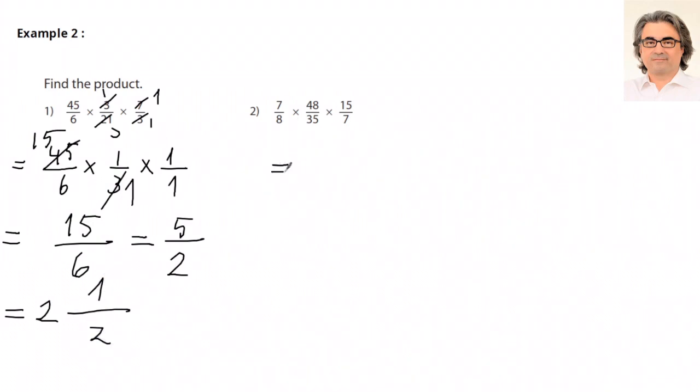What about this? I think you understand the cross cancellation. Is there any simplification between numerators and denominators? Yes. 7 and 7. If you divide 7 by 7, you will get 1. What about 15 and 35? You may divide by 5. 3 for 15 and 7 for 35. What about 48 and 8? 6, because 6 times 8 is 48. 48 is divisible by 8. Result is 6. If you divide 8 by 8, result is 1.